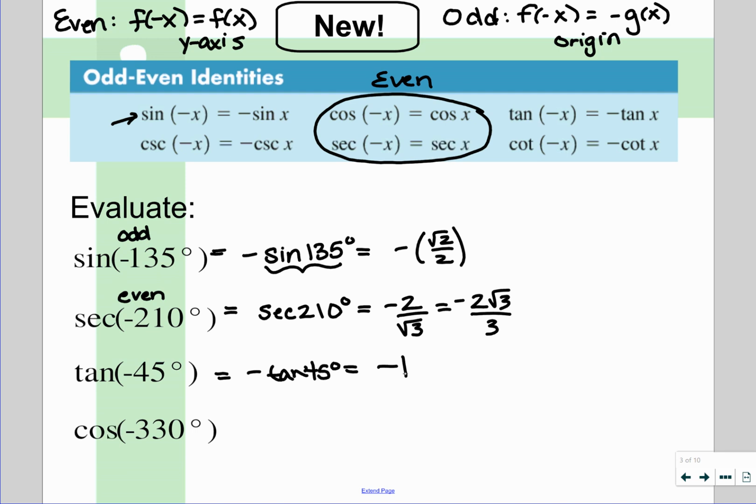Cosine 330. Cosine even or odd? Okay, so what do I do with the negative? Drop it. Cosine 330. All right, what is the cosine of 330? That's the x coordinate. Quadrant 4, so it's going to be positive, right?